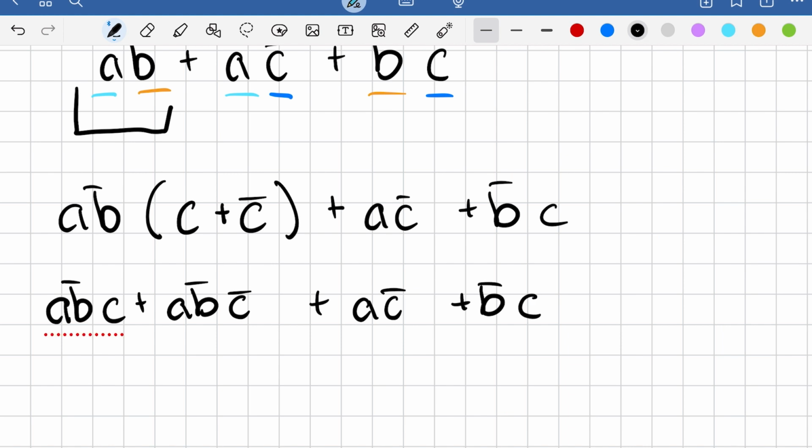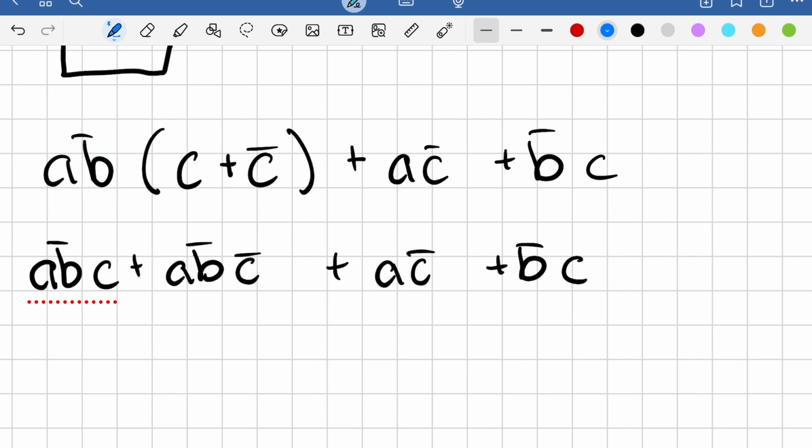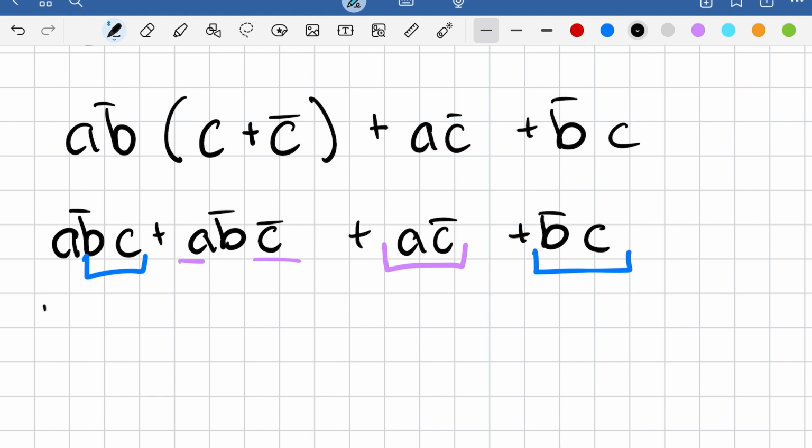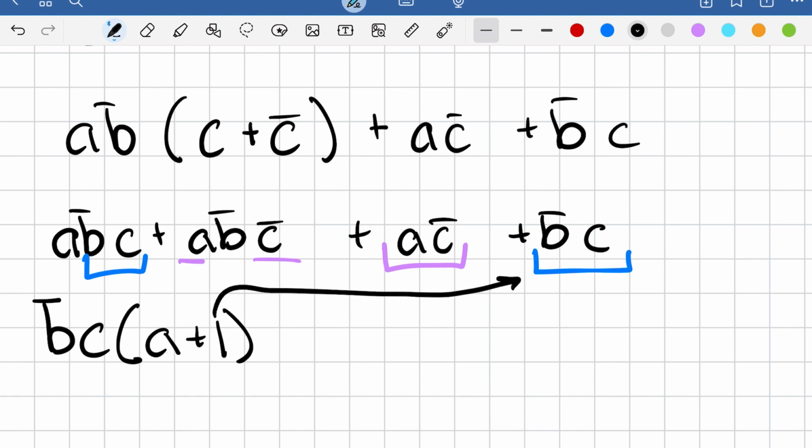Now I like to look at what are they made of and what do they share in common. And I'm going to mark these different colors. So the first one, we have B prime C, which is also here, B prime C. The next one is AC prime. I'm going to see that here, AC prime. So we're going to pull that out of each of these. So I'm going to have B prime C times A plus 1, because when I pull this out, it just equals 1.